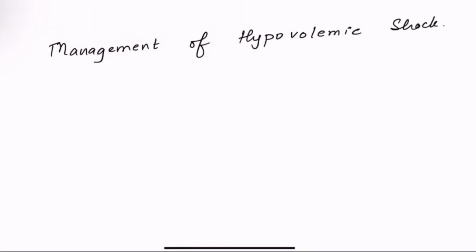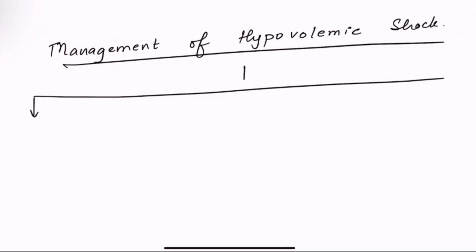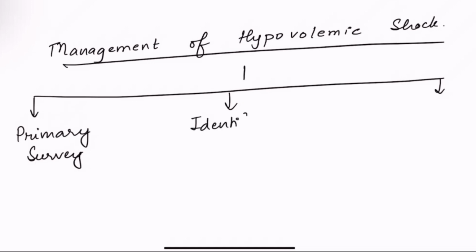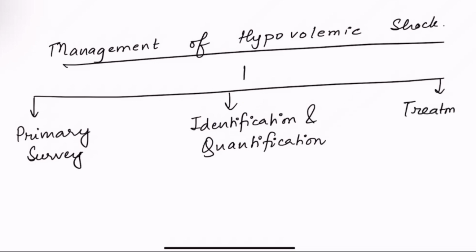Let us study this management of hypovolemic shock. You can divide this into three categories. First is the primary survey because shock is an emergency. Then you have to go for identification and quantification, that is, how much blood volume loss has occurred. And lastly, the treatment of hypovolemic shock.